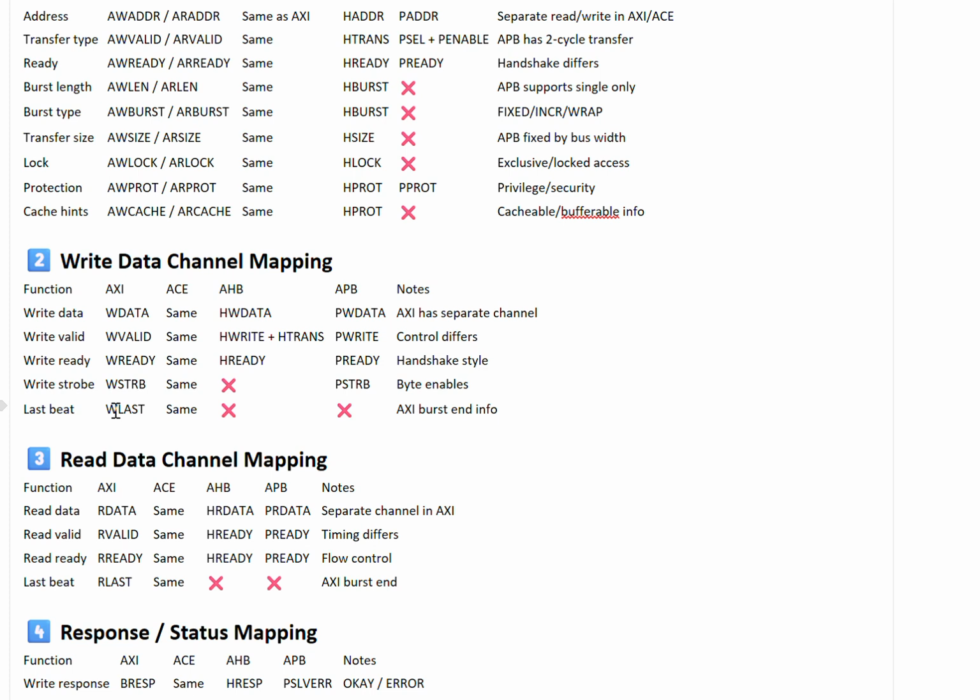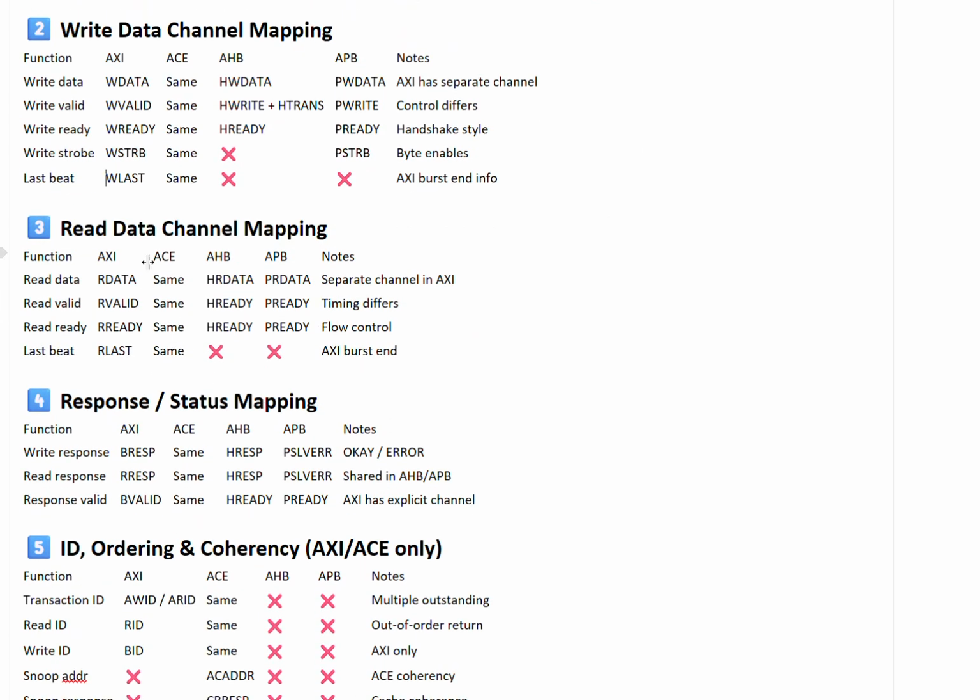To indicate the last beat of the transfer, we have WLAST here. But in case of AHB and APB, we do not have any signal to indicate the same. In case of the read data channel mapping, for the read data we have RDATA here, and in AHB HRDATA and in APB PRDATA, with no separate channels. In case of AXI, RVALID is the valid signal. For AHB and APB, we make use of the same HWRITE and HTRANS for these as well.